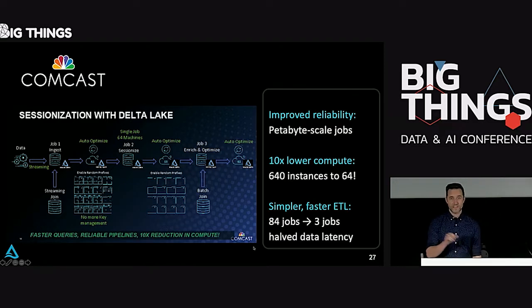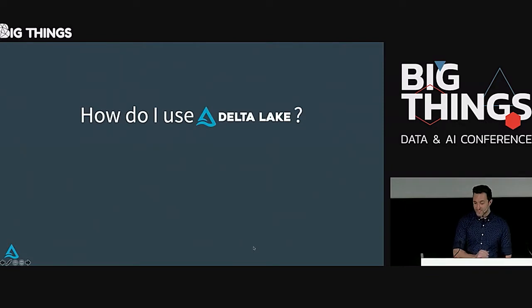So when they took this and converted it to Delta, because of Delta's more efficient metadata handling and scheduling, they were able to collapse this down onto a single cluster. They were also able to reduce the number of machines that they needed by 10x. So that's a dramatic savings, not only in engineering time, but also in dollars spent to Amazon AWS or Azure. So that's pretty cool.